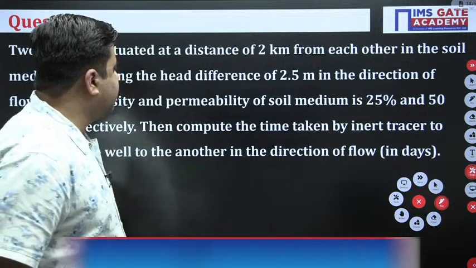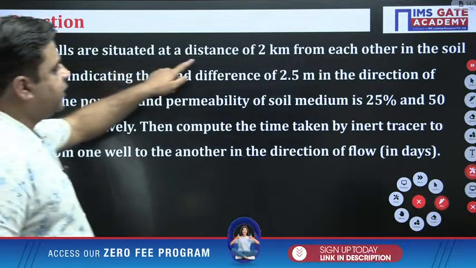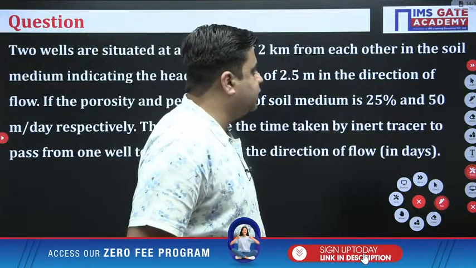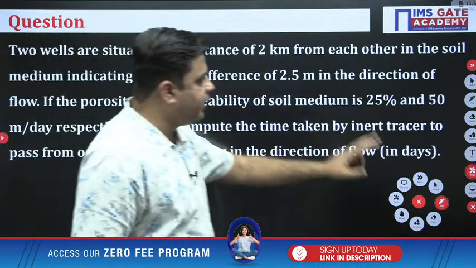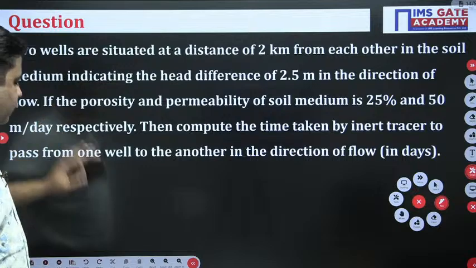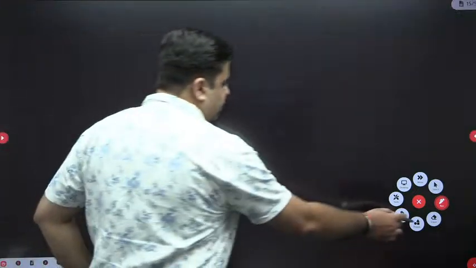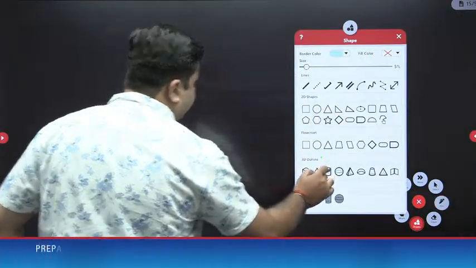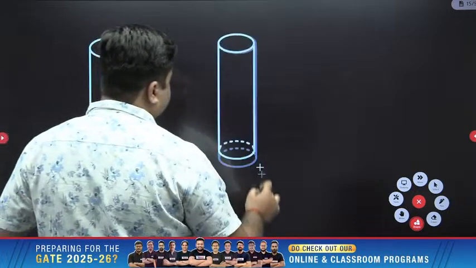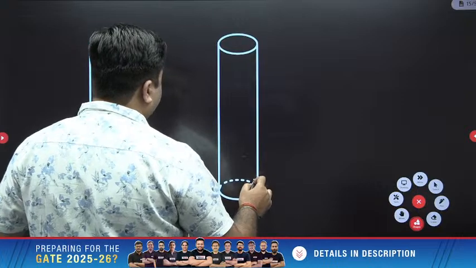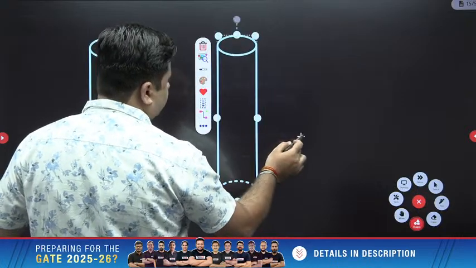The question says that two wells are situated at a distance of 2 kilometers from each other in the soil medium, indicating a head difference of 2.5 meters in the direction of flow. Let's visualize this first. There are two wells situated in the soil medium like this. This is well number 1 and this is well number 2, and the water is flowing from well 1 to well 2.